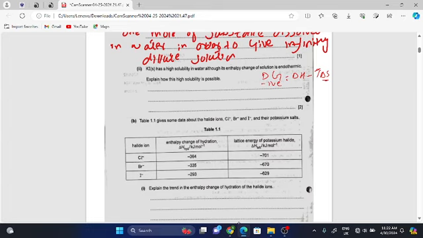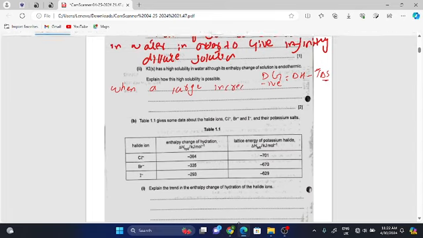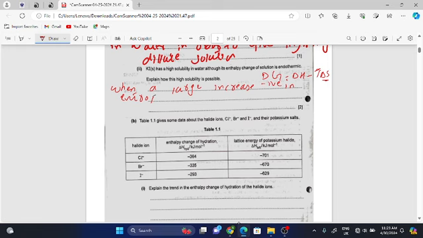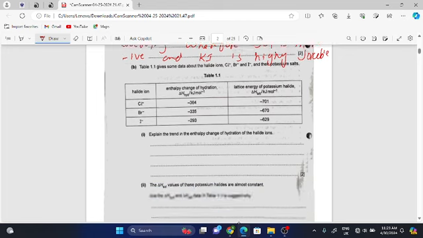So you can write your reason as: when a large number of ions are formed, there is a large increase in entropy, therefore delta G is more negative and KI is highly soluble. That will be the answer for that.